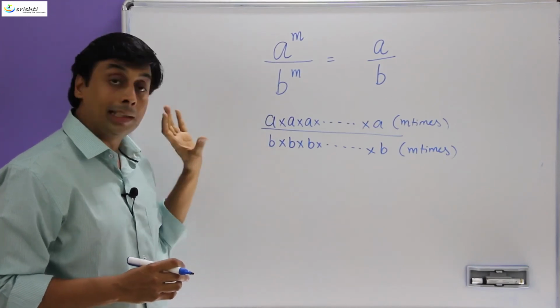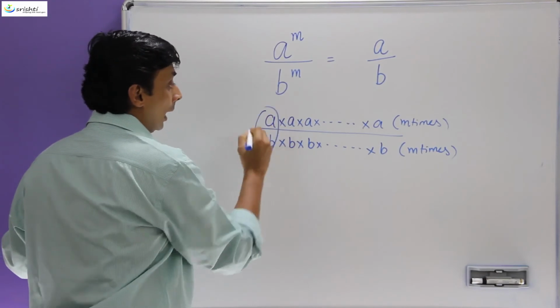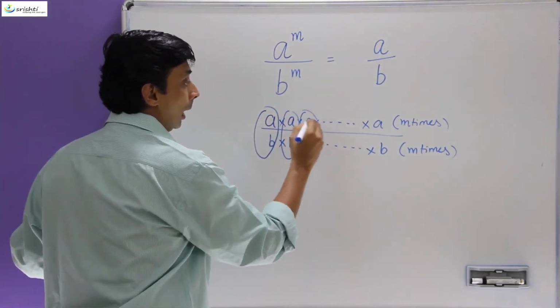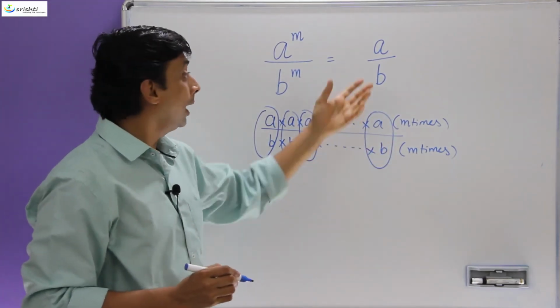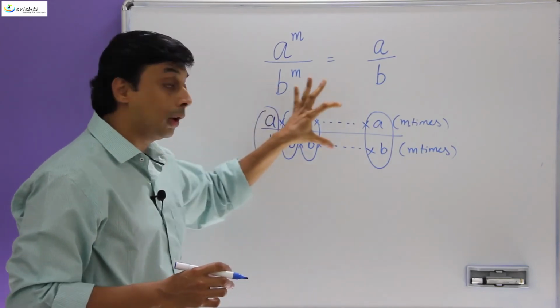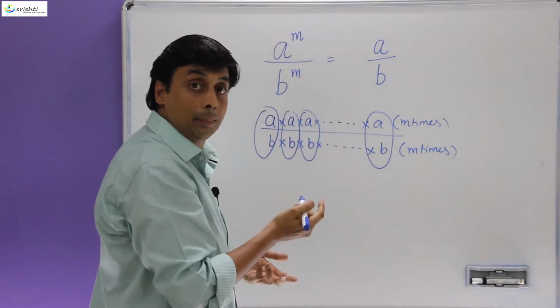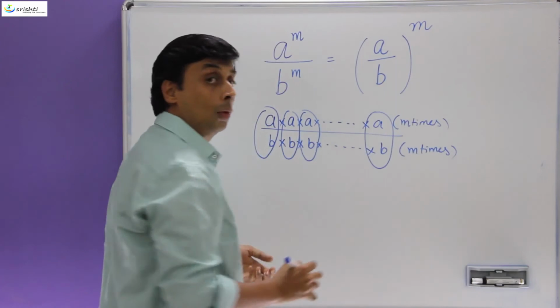Rather what I see over here is a pair a by b, another pair a by b, another pair a by b, and I see m such pairs of a by b. So what is the modification that I should do over here? I see m pairs of a divided by b, and therefore a raised to m divided by b raised to m should be written as a by b the whole raised to m.